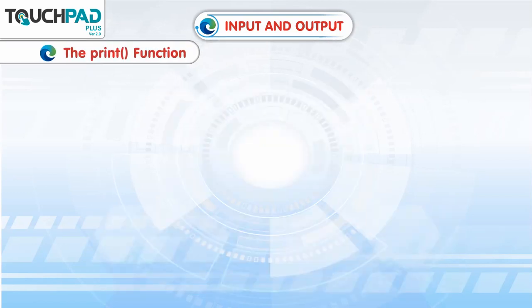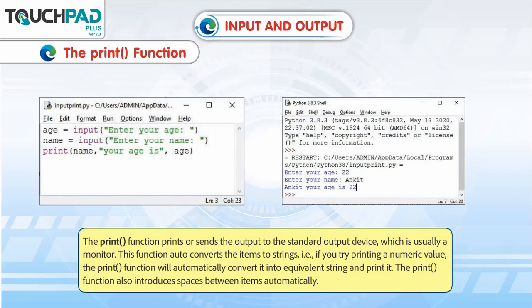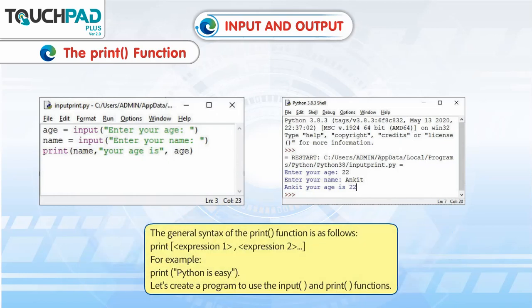The print function prints or sends the output to the standard output device, which is usually a monitor. This function auto-converts the items to strings. That is, if you try printing a numeric value, the print function will automatically convert it into an equivalent string and print it. The print function also introduces spaces between items automatically. The general syntax of the print function is as follows. For example, print, double quotes, Python is easy.